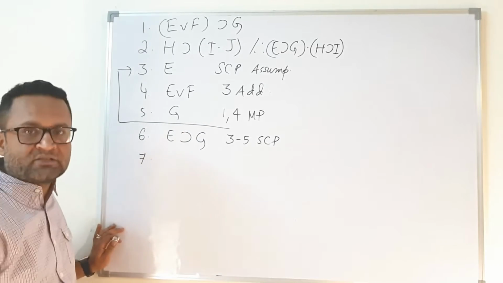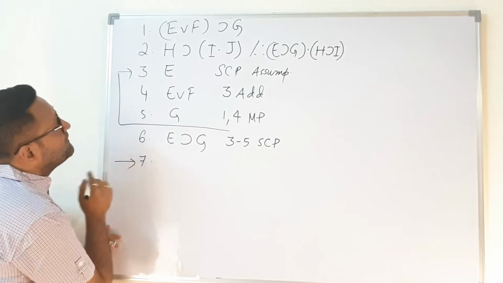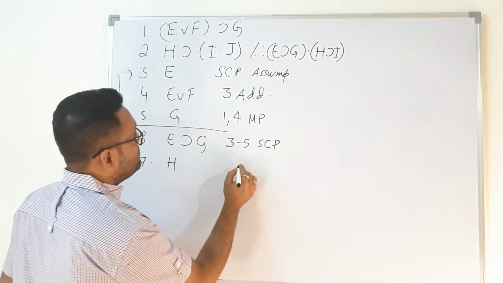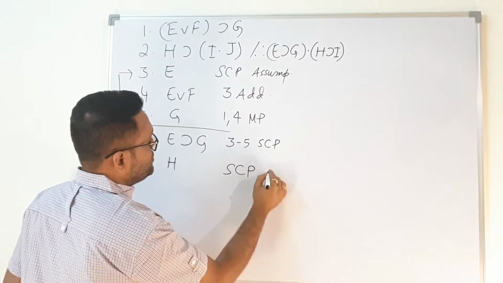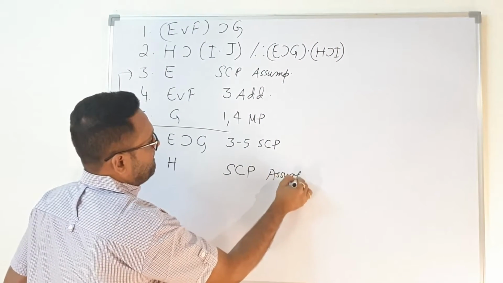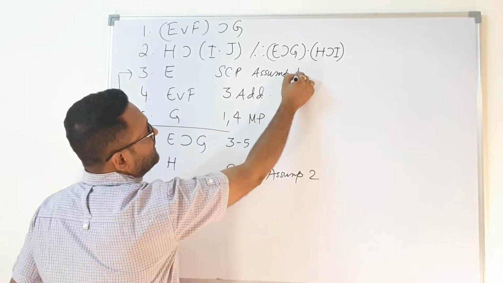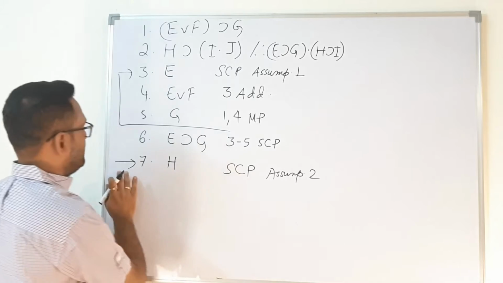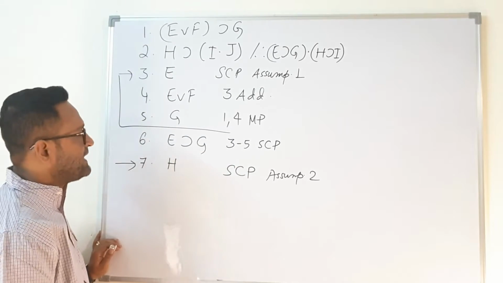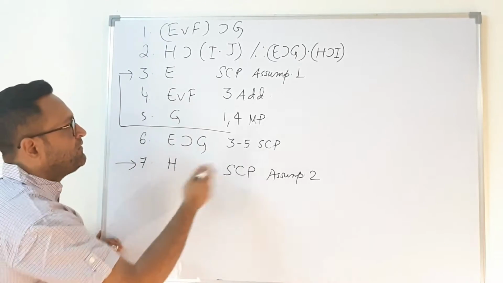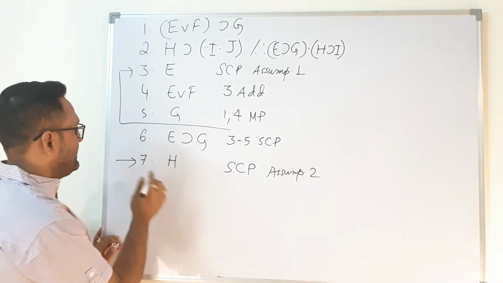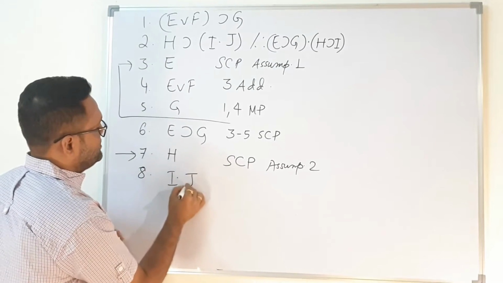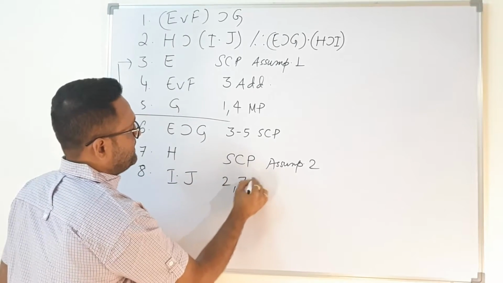So half of the work is done. Now let us try the other part. Now what do we need to assume? H. So we assume H. You may write the reference or not, because you are using this arrow, and this arrow clarifies that it is an SCP. But for more clarification, I am writing it. So if I get H, I will get I dot J. This will be 2, 7 MP.